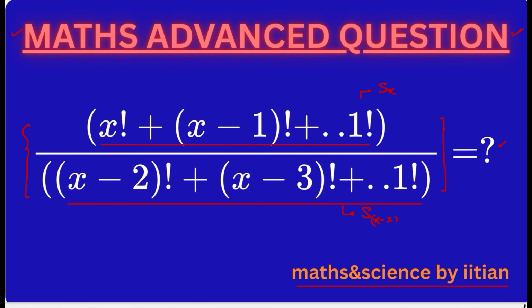It is like function x divided by gx. What is the answer? Function x is the sum of the factorials of x, and gx is the sum of the factorials of x minus 2. Then what will be its value?